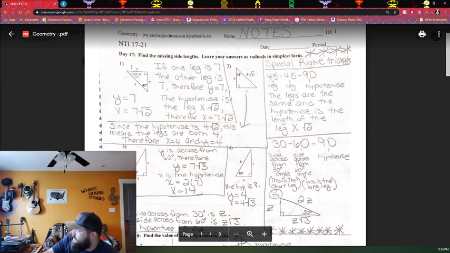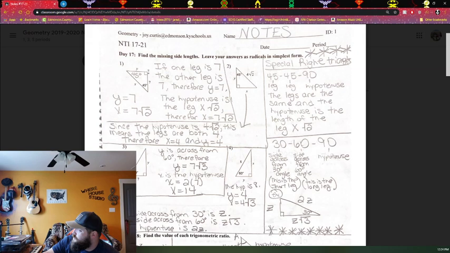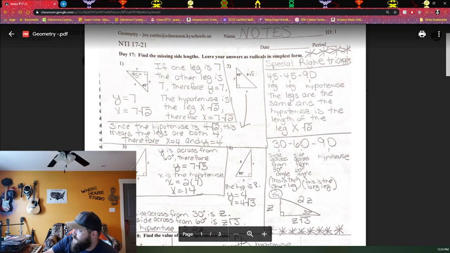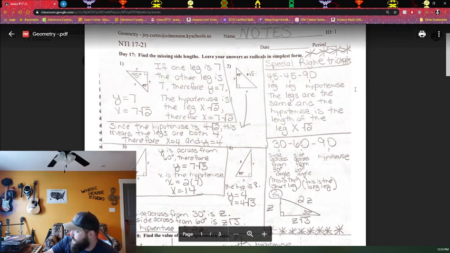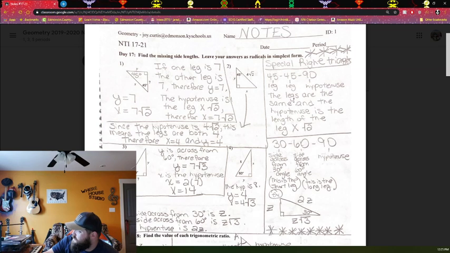If this is 45 and this is 45, we know that these two legs are going to be the same length. Like in this example, this side that's 7 is opposite this 45-degree angle, so the side opposite the other 45-degree angle is also going to be 7. Now, the other property for a 45, 45, 90 is the hypotenuse is going to be whatever one of these legs is, in this case 7, multiplied by the square root of 2.